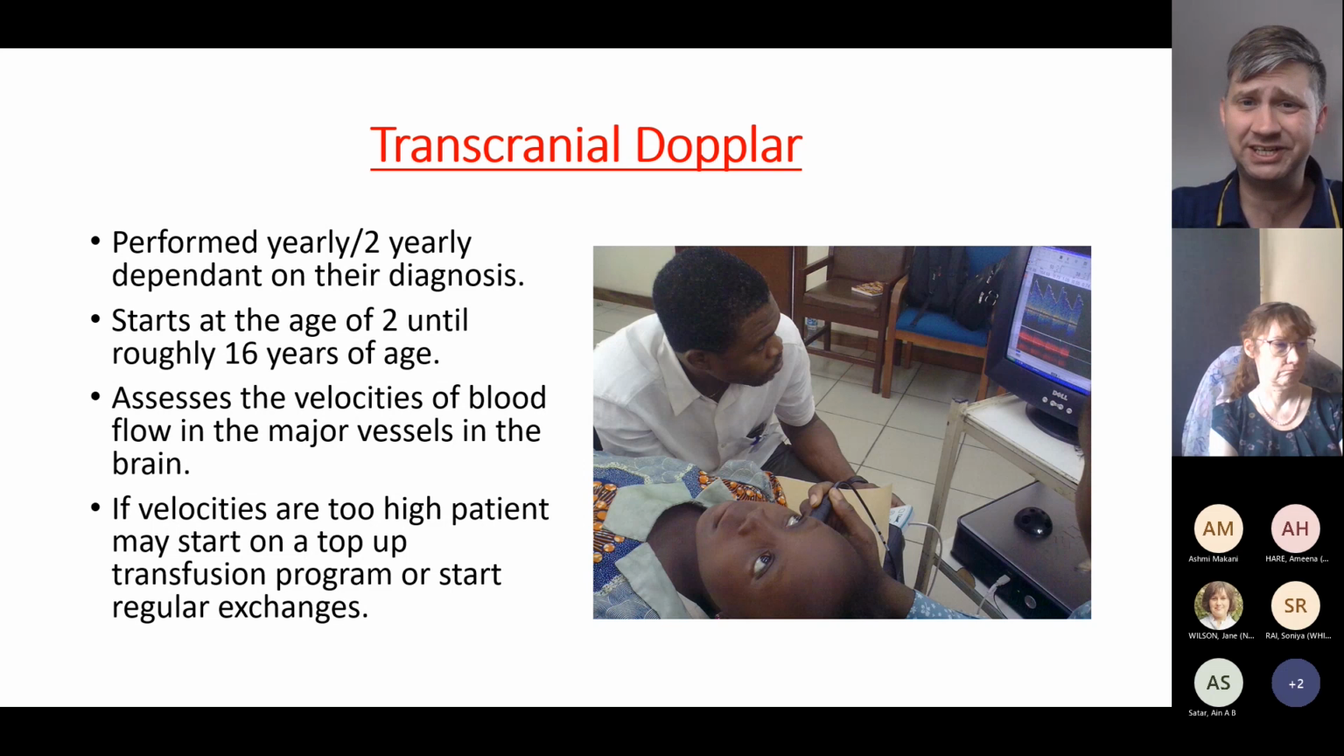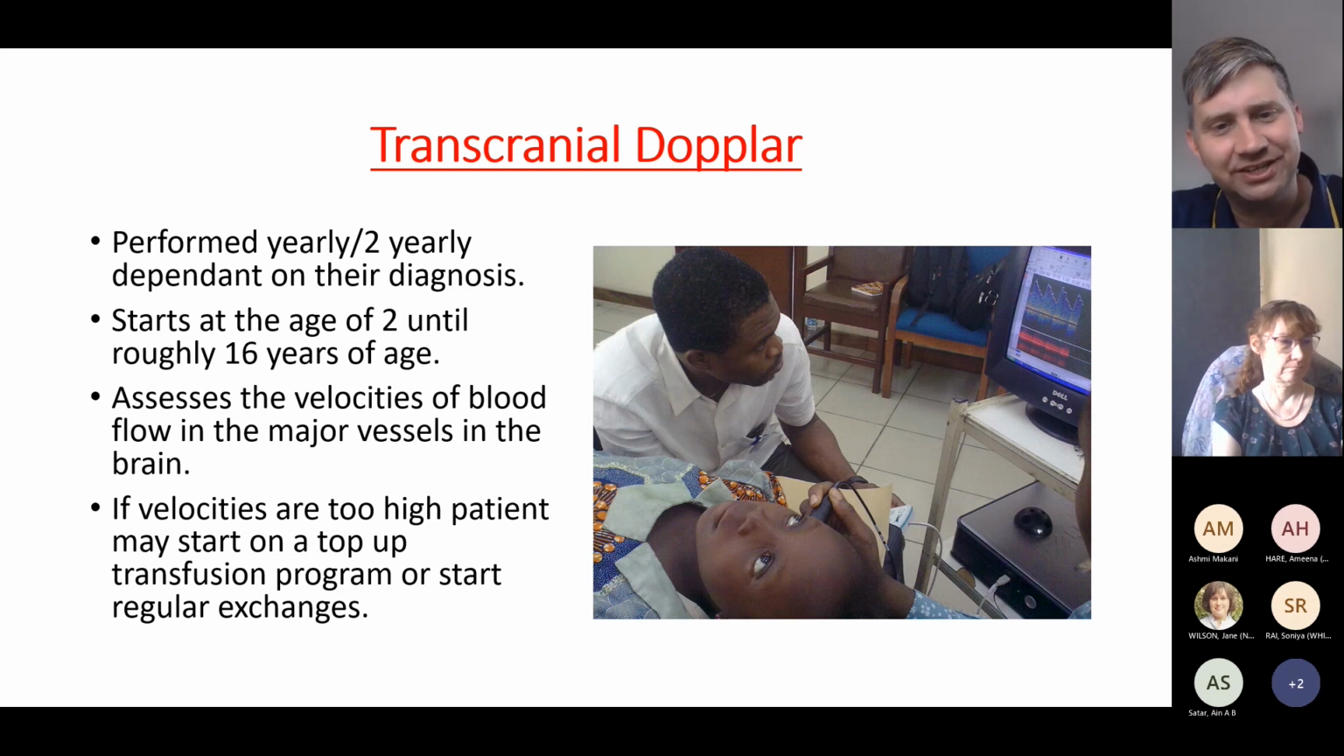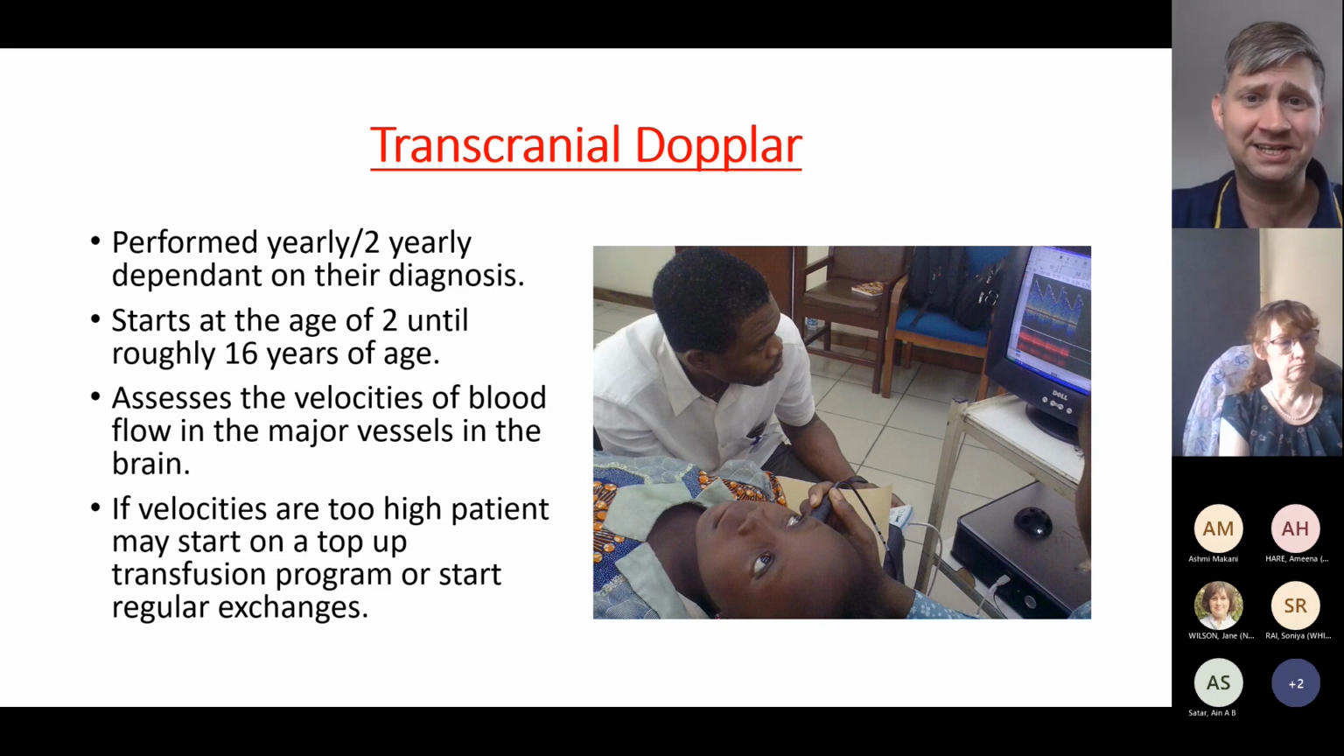If they start them in childhood or teenage years, then we'll carry on into adulthood as well when they transition into adult services. So this is a nice little picture. I think this is in Ghana, explaining what it looks like. You can see next to where the little girl's eyes are, there's a little transducer, and that's what we use to check the velocities. It plugs into a computer. We have these little ones which run on Windows XP, so that goes to show how old they are. Like I said, we did them yearly, but we might do them after 6 months if we have a borderline one to see where we're at.